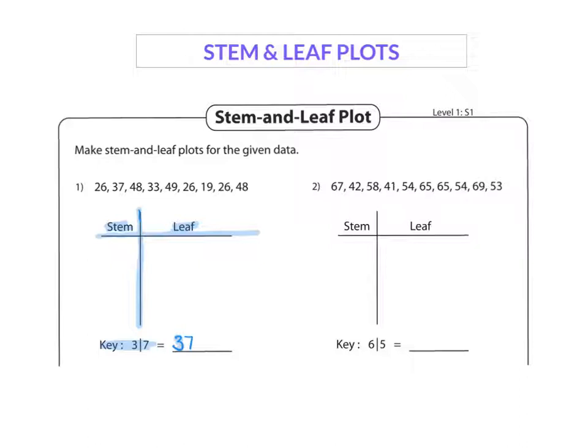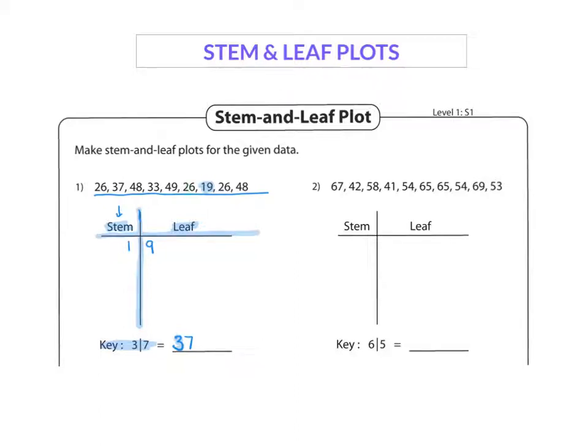So in this example, the stem is going to be the tens, and the leaf will be the ones, or the units. So what we need to do is put these numbers into the stem and leaf. Now they need to go from smallest to largest. If we look here, our smallest number is 19. So that'll be my first row, where I have a stem of 1 and a leaf of 9. My next smallest stem will be the 20s.